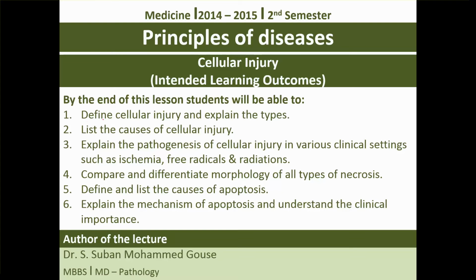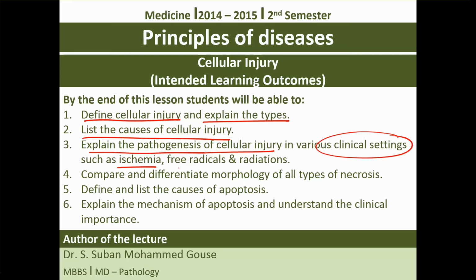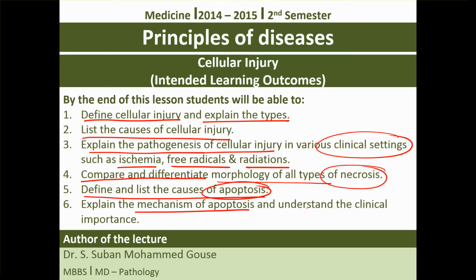At the end of the lecture, the student should be able to define cellular injury and explain the types, list the causes of cellular injury, and explain the pathogenesis of cellular injury in various clinical settings such as ischemia, free radical, and radiation. They should be able to compare and differentiate the morphology of different types of necrosis, define apoptosis and the causes of apoptosis and various mechanisms involved in apoptosis, and understand the clinical importance of apoptosis.